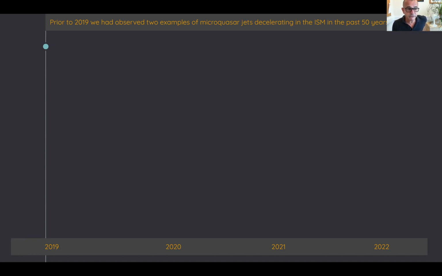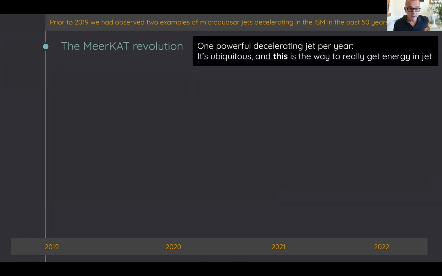In the last 3 years, though, there's been something of a revolution in this area, and a couple of these results you'll hear more about, I think, tomorrow. I'll call it the Meerkat revolution. It's slightly disingenuous because at least the first 2 results I'm going to show here actually also had large contributions from other radio telescopes.